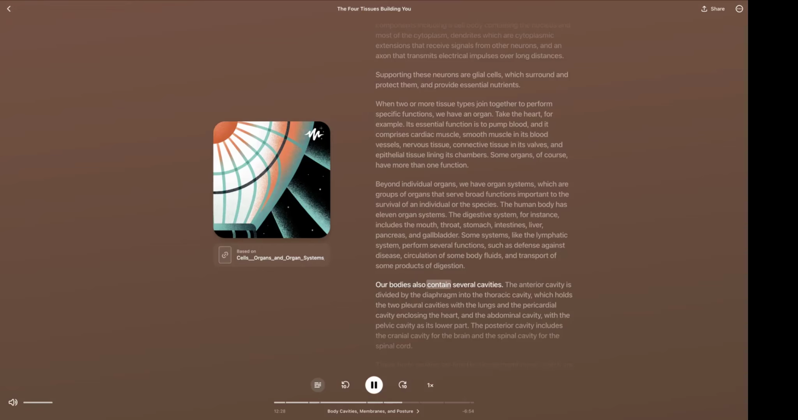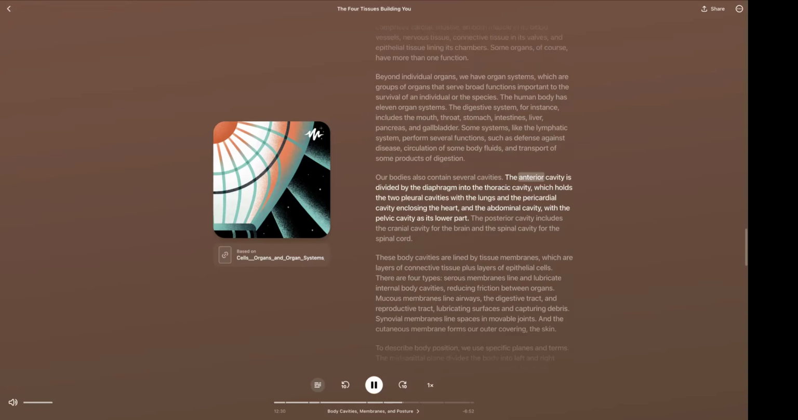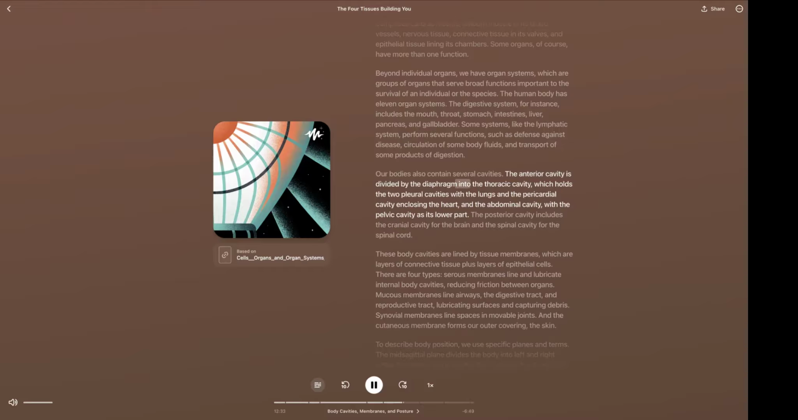Our bodies also contain several cavities. The anterior cavity is divided by the diaphragm into the thoracic cavity, which holds the two pleural cavities with the lungs, and the pericardial cavity enclosing the heart, and the abdominal cavity with the abdominopelvic cavity as its lower part. The posterior cavity includes the cranial cavity for the brain and the spinal cavity for the spinal cord. These body cavities are lined by tissue membranes, which are layers of connective tissue plus layers of epithelial cells. There are 4 types.